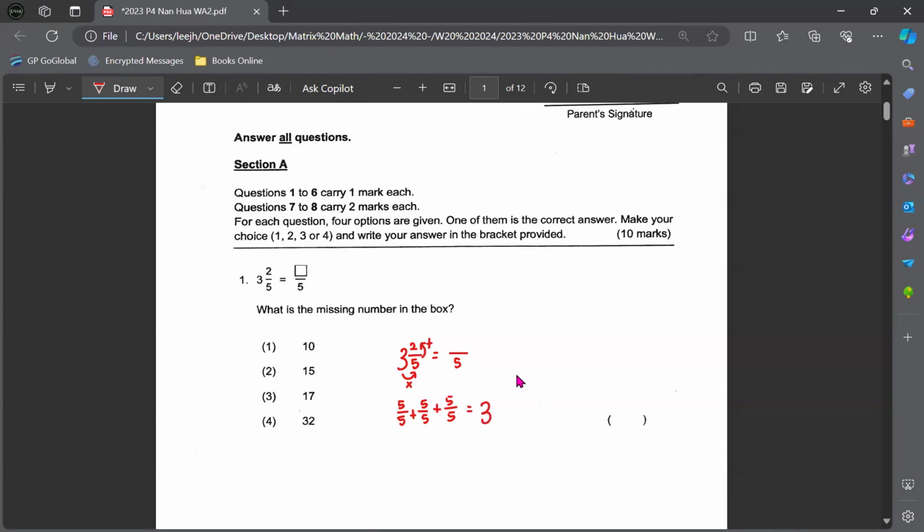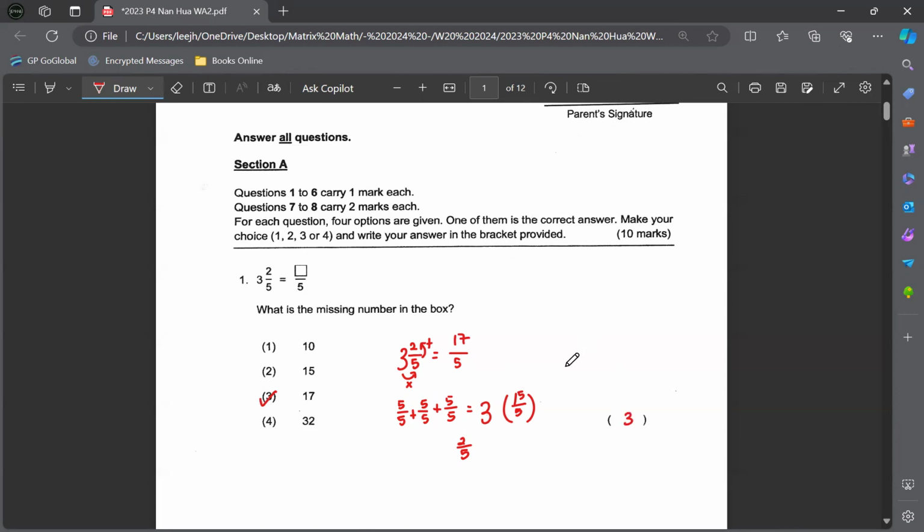And then there's another 2/5 over there. So plus another 2/5. So 2/5 I'll just write over here. Okay. So over here it will be 3 times 5 over 5. So 3 times 5 is 15. Which means over here this whole thing is actually 15 over 5. Okay, 15 plus 2, 17 over 5. So your answer is actually option 3.